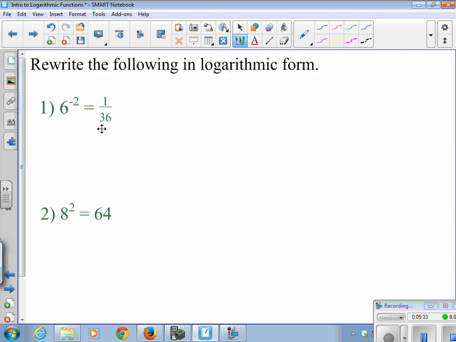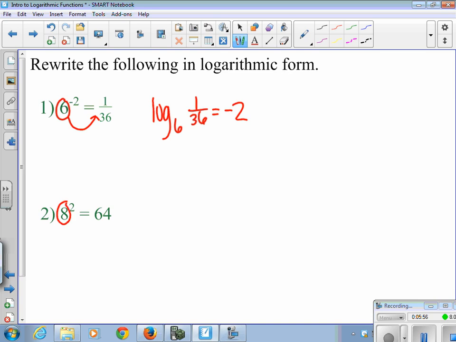All right, now let's go the opposite way. So these are exponents, and I want to write them as a log. So I'm going to do the same thing. I'm going to shell snail. So I'm going to shell and then snail. And so when I do that and write it as a log, log base the shell, that's always going to be the base. So log base 6 of 1 over 36 equals negative 2.